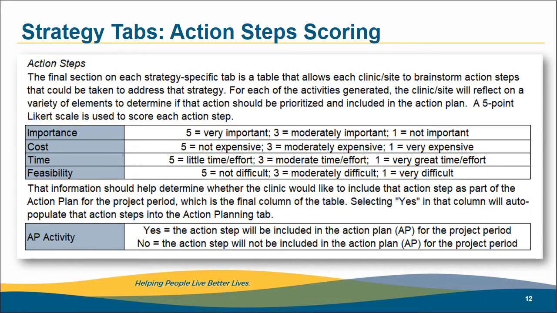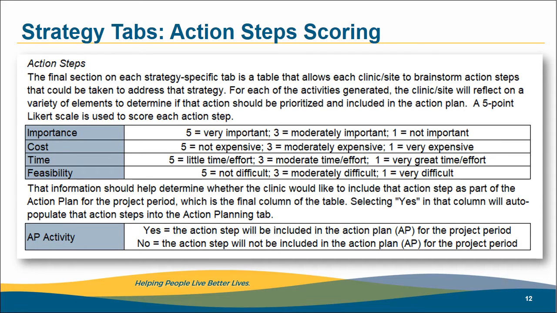So for each of the action steps that your organization brainstormed, how important are they for your organization to implement in order to make advancement or progress on the strategy? A 5 would indicate that that action step is very important if you want to achieve the results of that strategy, and a 1 would indicate that it's not super important for your organization to implement.